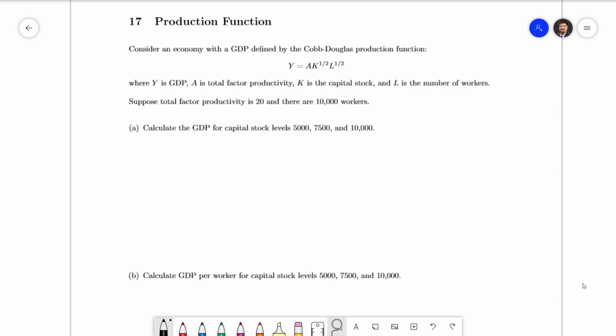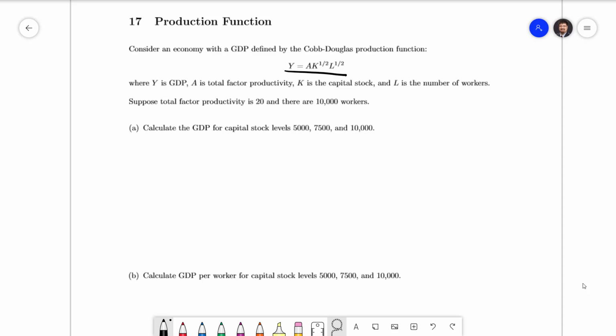In this video, I'm going to solve an exercise about using the Cobb-Douglas production function to describe the GDP of an economy. We are given a Cobb-Douglas production function Y = A K^(1/2) L^(1/2). Y is our GDP, A is total factor productivity, which represents our technology level, K is the capital stock, and L is our number of workers.